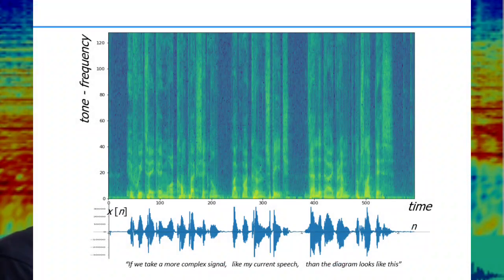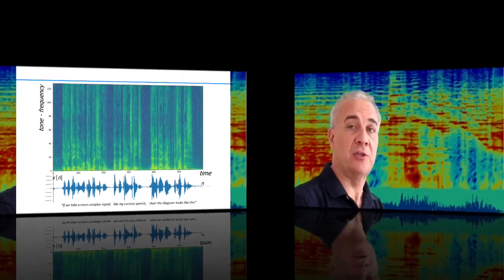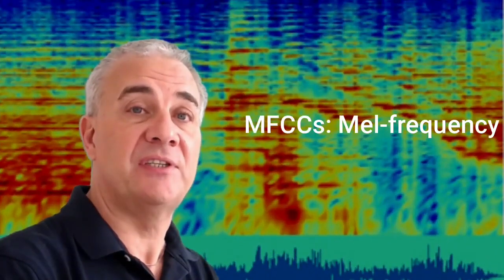If we take a more complex signal, like my current speech, the diagram looks like this. The changes over time are essential for calculating features used in speech technology using so-called MFCCs. By the way, don't this kind of diagrams remind you of the background that you have been looking at for the past lectures? So humans are very good at interpreting visualizations of frequencies in signals.